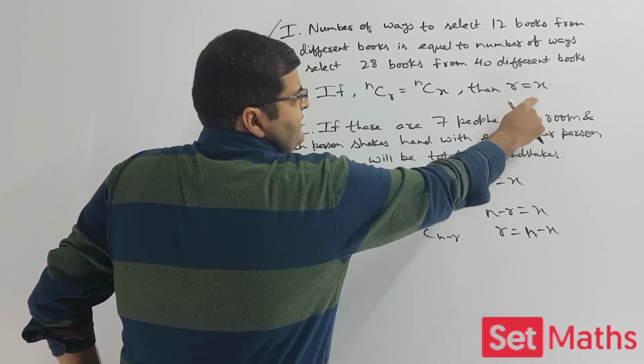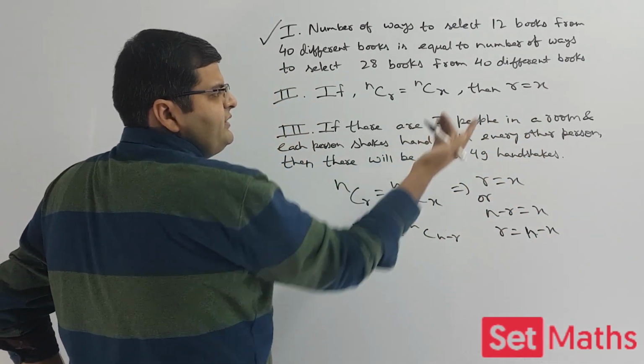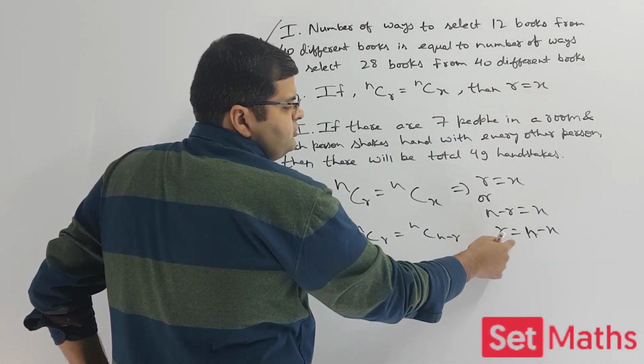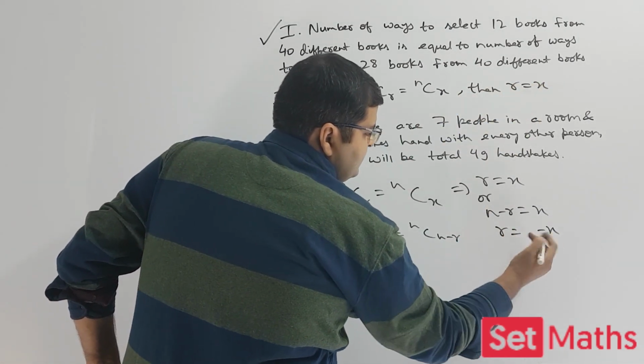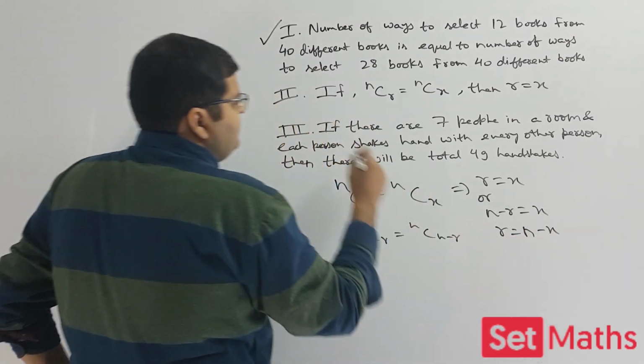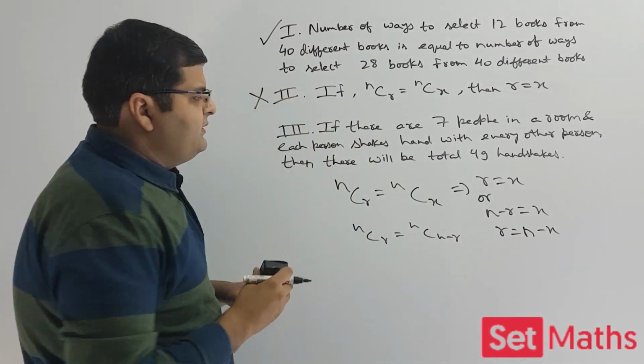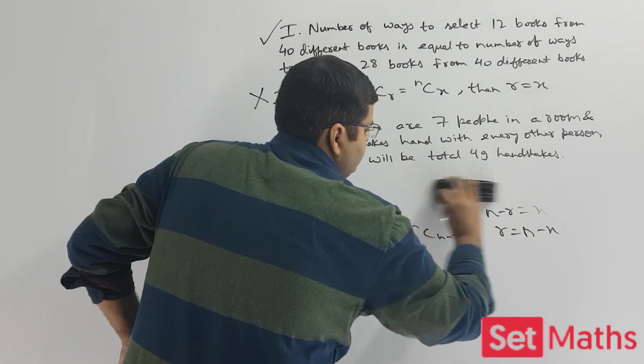Over here we are just given that r equals x. Is this always true? No, because r can be equal to x, but r can also be equal to n minus x. So this is not always true. So statement 2 is incorrect.